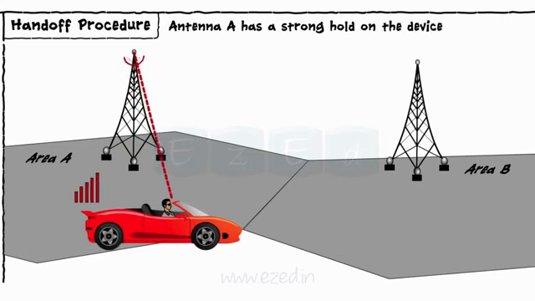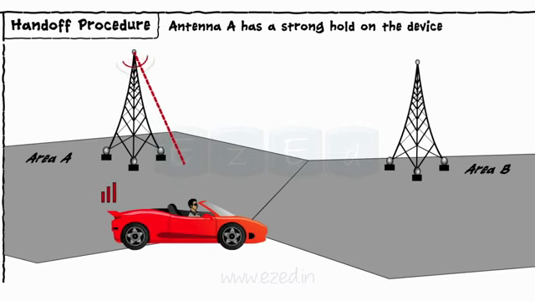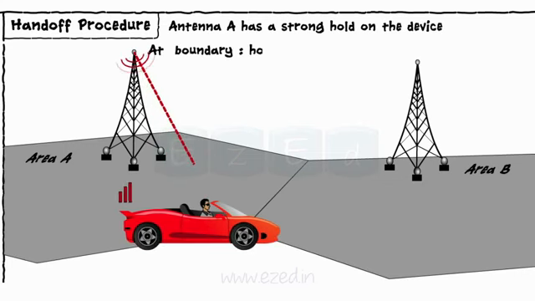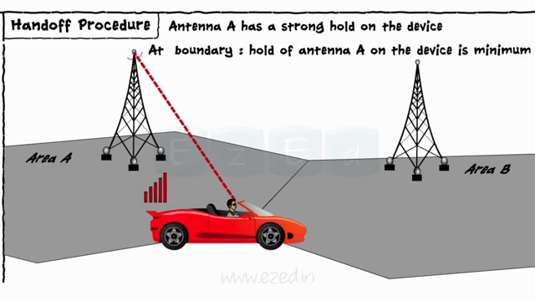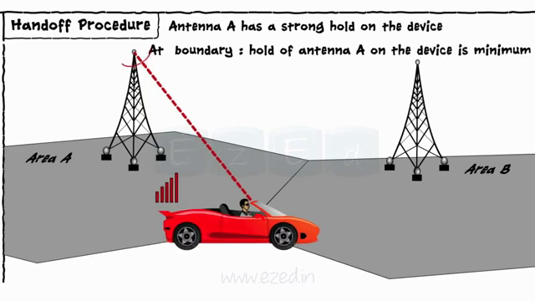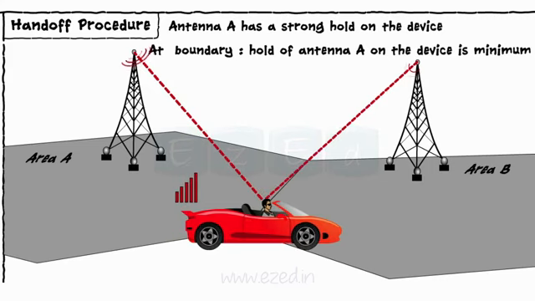But as he moves away from antenna A, the signal strength gradually decreases. At the boundary of cell A, the hold of antenna A on the device is minimum. At the same time, when the device is about to enter into cell B, base station B starts to take hold on the device. Thus, at the border of cell A and cell B, both the antennas have an equal amount of hold on the device of user X.